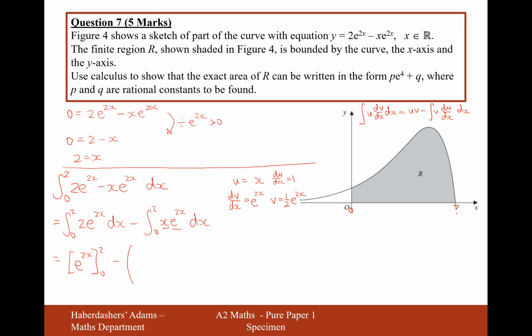So what I'm now going to need to do is subtract u times v, so that's going to be x, let's in fact do a square bracket, x times 1/2, I'll put half at the front, e to the 2x, and that's going to be integrated between 2 and 0, and then it's going to be taking away minus, so there's going to be a plus here of the integral from 2 to 0 of v times du by dx, that's just going to be 1/2 e to the 2x dx. Okay, good, so carrying on to the next page.